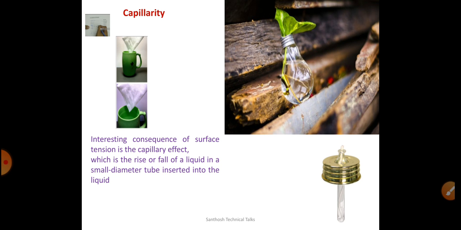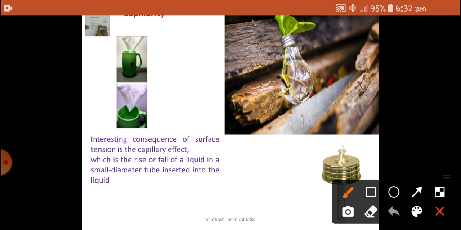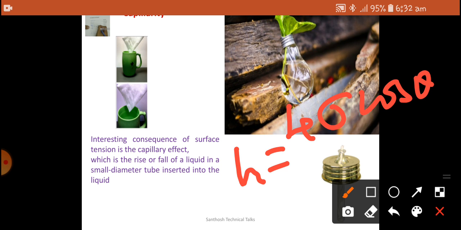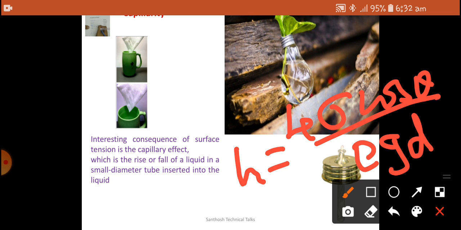It is related with surface tension. For mercury in glass, as we already discussed, the convex meniscus will produce capillary depression, whereas water in glass has a concave meniscus, so it is capillary rise. In capillary depression, cohesive force is greater than adhesive force. In capillary rise, adhesive force is greater than cohesive force. This can be expressed by the formula h equals 4 sigma cos theta divided by rho g d. So the diameter is important and surface tension is important.